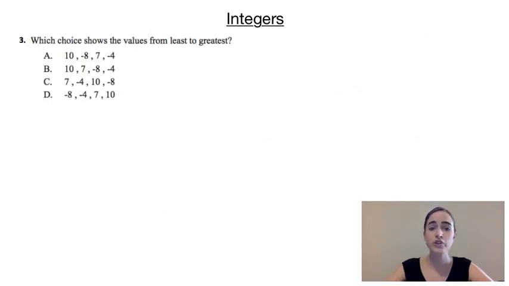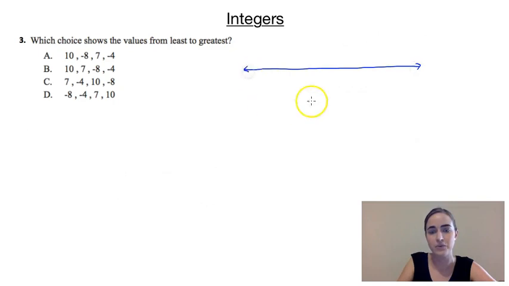Question 3 asks us which choice shows the values from least to greatest. This one's multiple choice, and the four numbers we have are 10, minus 8, 7, and minus 4. Again, to help us answer it, I'm going to visualize these on a number line. Sometimes it's helpful to draw one of these in your books. I'm going to put 0 right in the middle this time. Now we know that 10, because that's a positive number, is going to be up here somewhere. So I'll put 10 in there. The other positive number on there is 7. Now 7 is less than 10, so that means it's going to be closer to 0. So 7 would be around here somewhere.